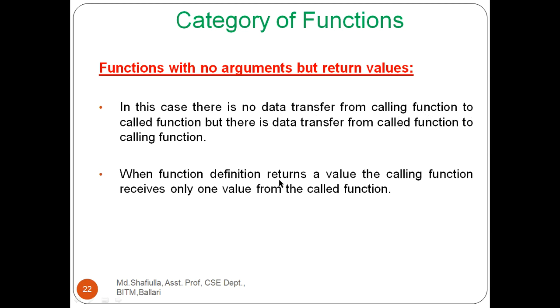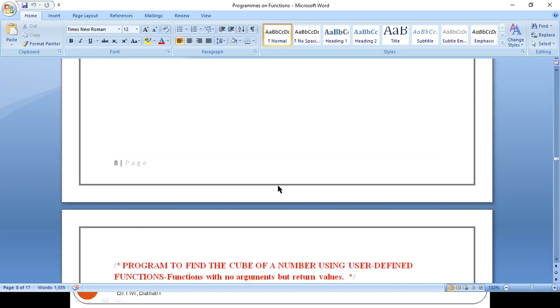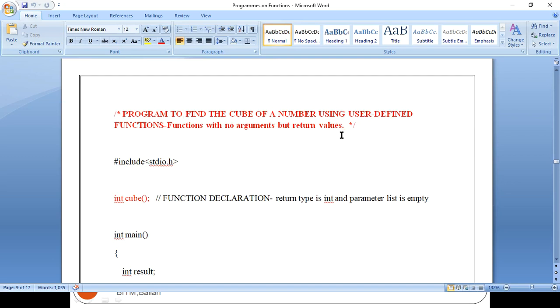So when a function definition returns a value, the calling function receives only one value from the called function. Remember, it is going to return only one value. The called function is going to return only one value, and so the calling function is going to receive only one value from the called function. So, program to find the cube of a number, same program, but we are writing it as a function with no arguments but return values.